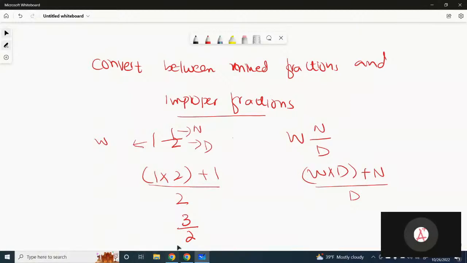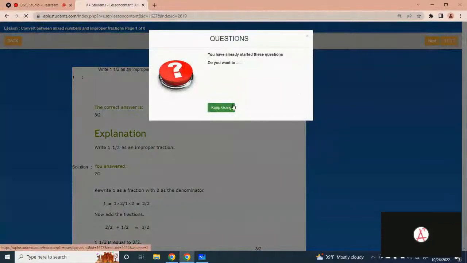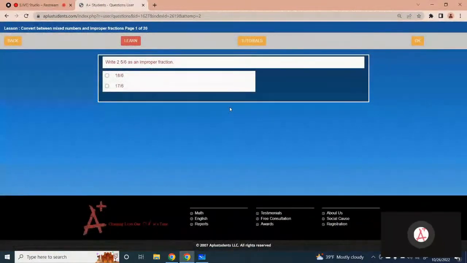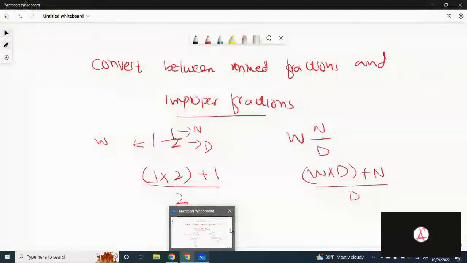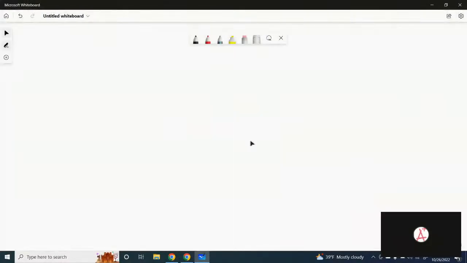Okay, the next one is, let's start with a test. Okay, write 2 whole 5 by 6 as an improper fraction. You have to write 2 whole 5 by 6. Got it? So you need to do whole number times denominator. Whole number is 2 and denominator is 6. You need to do 2 times 6, and then you have to add the numerator to the answer.